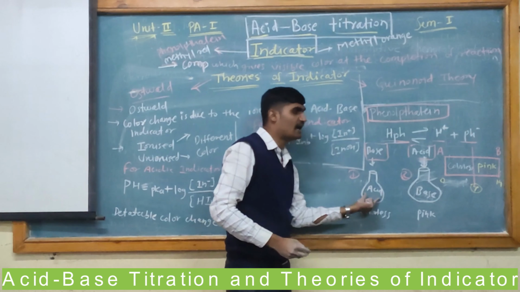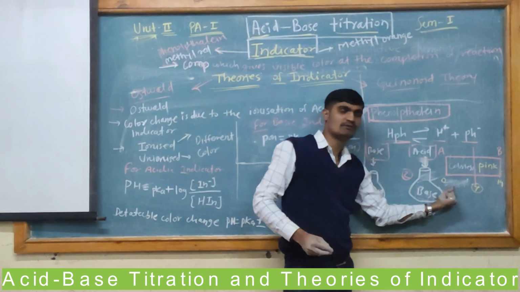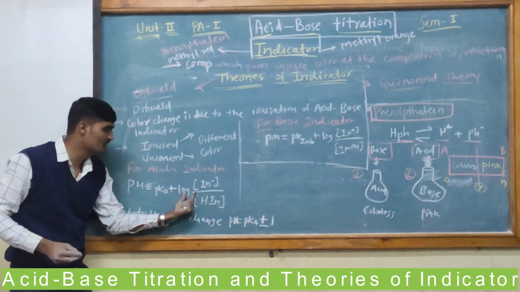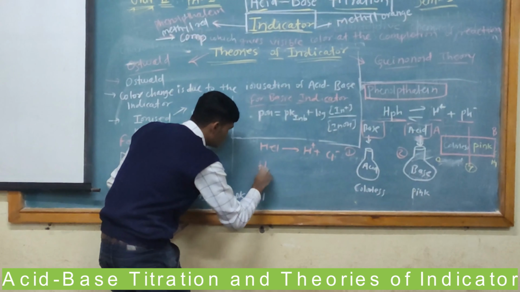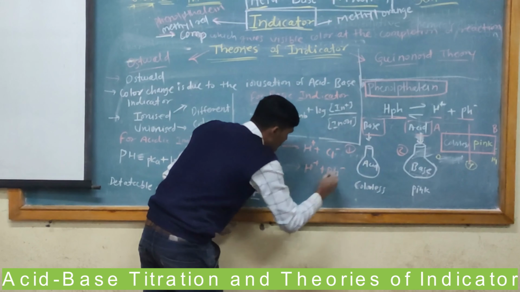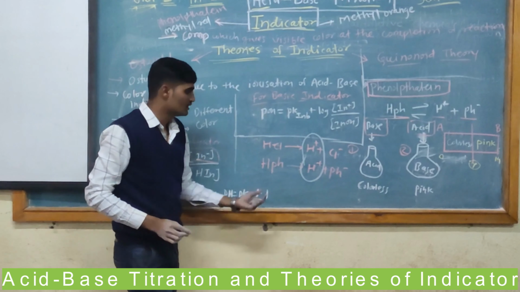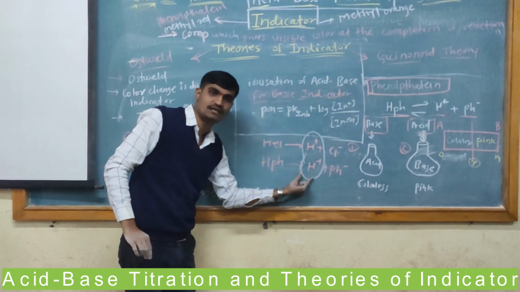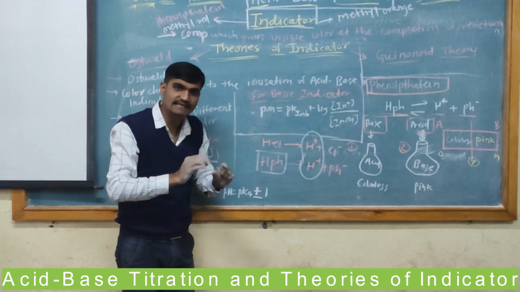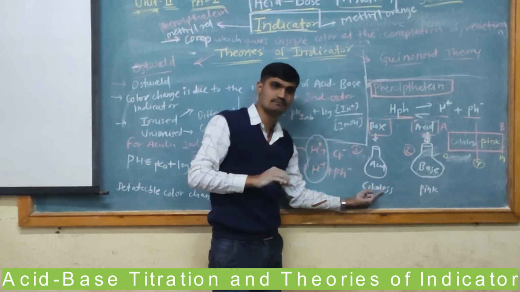When we add phenolphthalein to it, it is colorless because the pH is below 7. HPh dissociates into H plus and Ph minus, and due to the common ion effect, phenolphthalein does not get dissociated. So it remains in the undissociated form as it is, which means it is colorless. When there is an acidic environment, it is colorless.